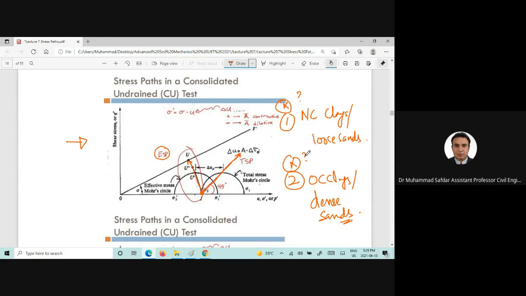This plot shows the behavior or the stress path for normally consolidated clays or over consolidated clays. And why?